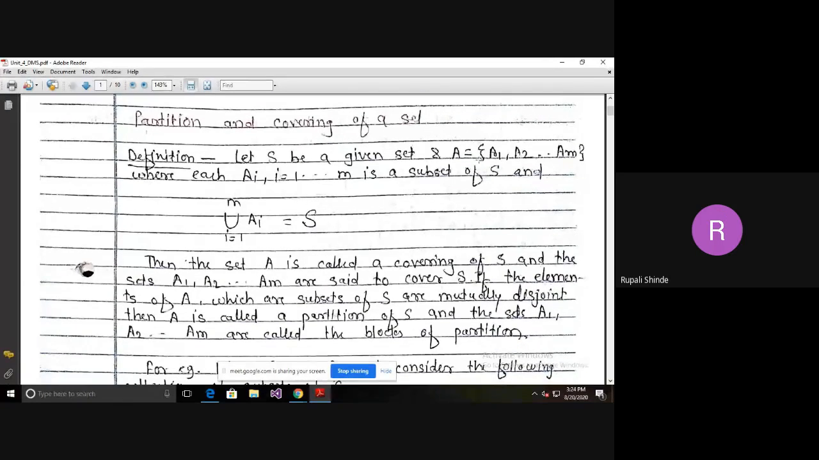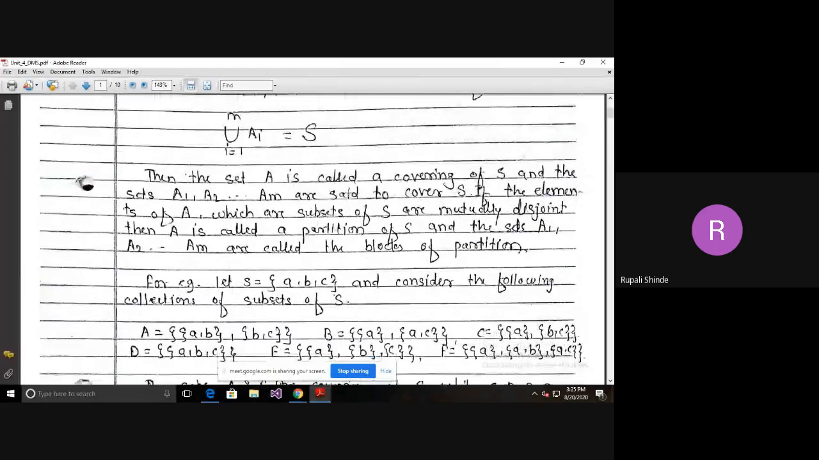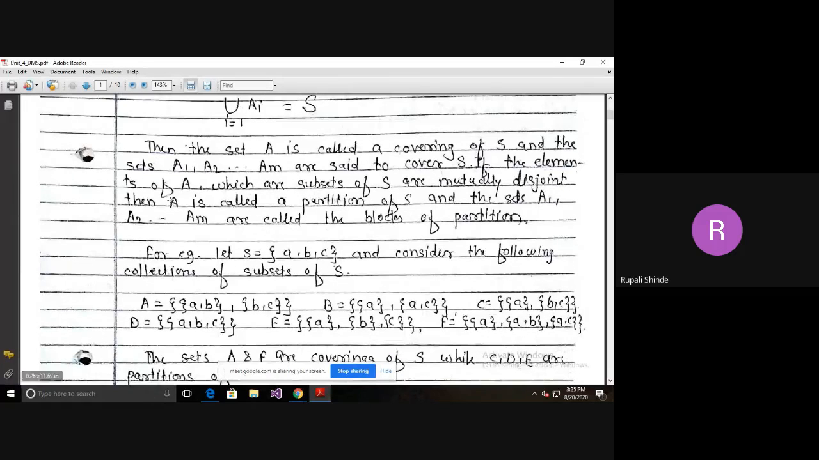Now suppose A1, A2, Am are all separate sets, and nothing is common between all these sets, that is, they are mutually disjoint. Then we can say that these are partitions of set S. So this is the concept of partition and covering. Let us see one example, then you will understand the meaning of partition and covering.